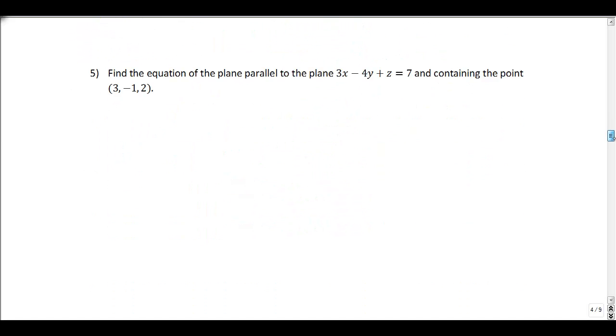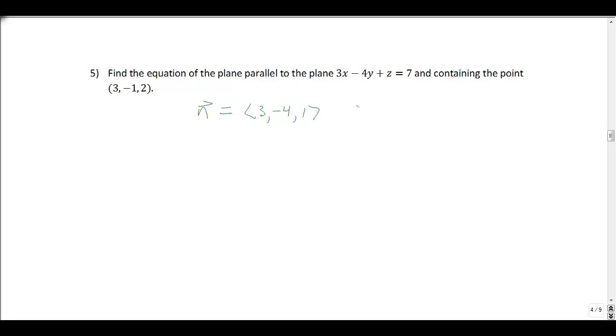Okay. Another equation of the plane question. Find the equation of the plane parallel to the plane 3x minus 4y plus z equals 7 and containing the point (3, -1, 2). If I have two planes that are parallel, that's going to mean they have the same normal vector. So our normal vector is the same as the normal vector of this equation. But we can actually just read that off as (3, -4, 1).